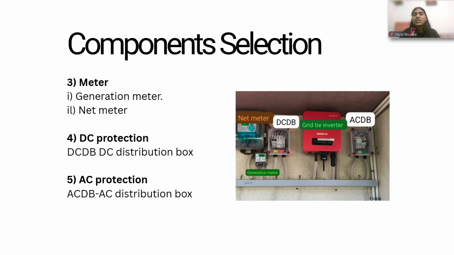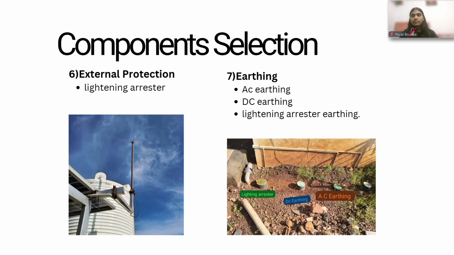Next, for the DC protection, we have DC-DB or DC distribution box, and for AC protection, we have AC-DB or the AC distribution box. Next, external protection. For external protection, we have lightning arrestor. And next is earthing. We have AC earthing, DC earthing, and lightning arrestor earthing.